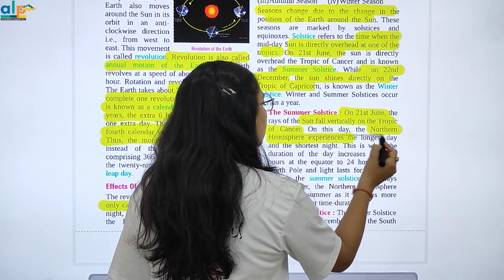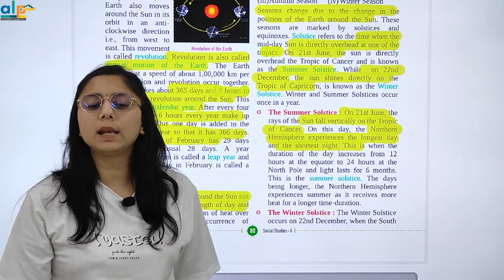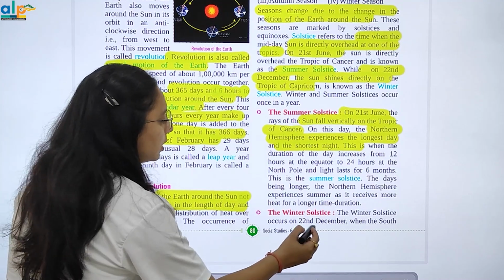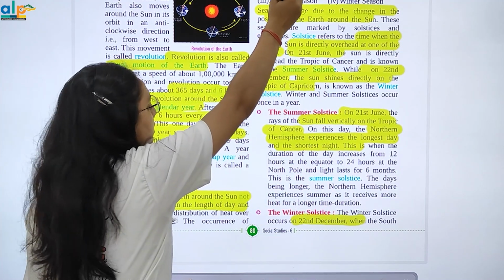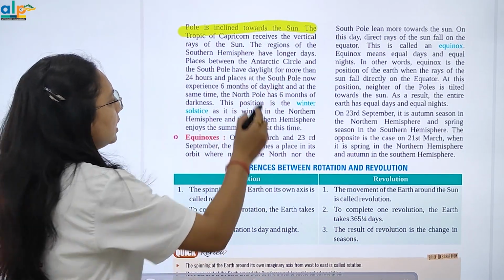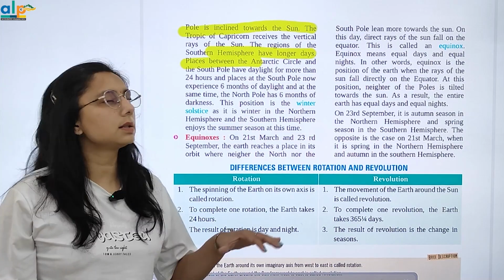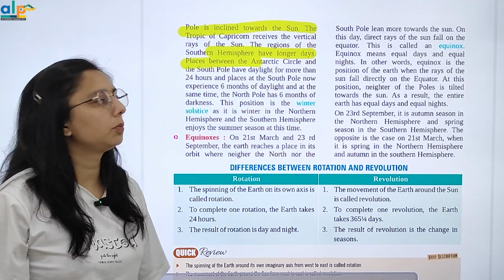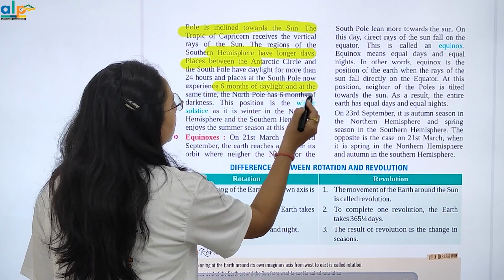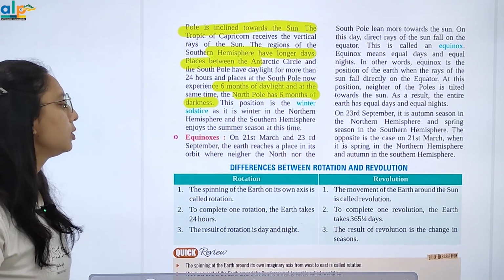The northern hemisphere experiences the longest day and shortest night. This variation increases from 12 hours at the equator to 24 hours at the pole. The winter solstice is on 22nd December. When the south pole is inclined towards the sun, the southern hemisphere has longer days. The places between the Antarctic circle and the south pole have daylight for 6 months, and at the same time the North Pole has 6 months of darkness. This position is called the winter solstice.